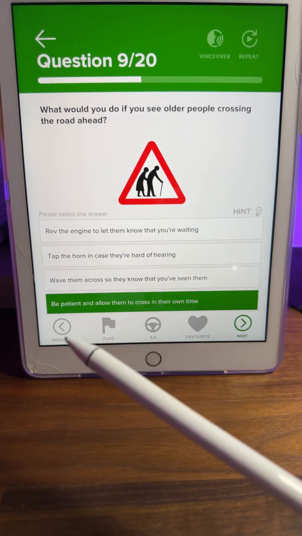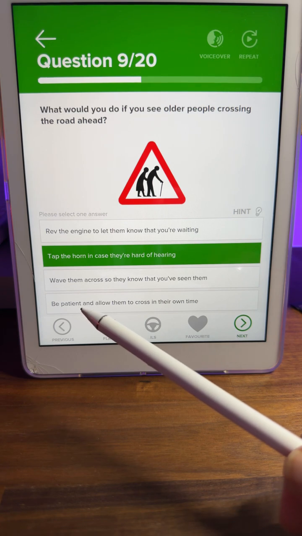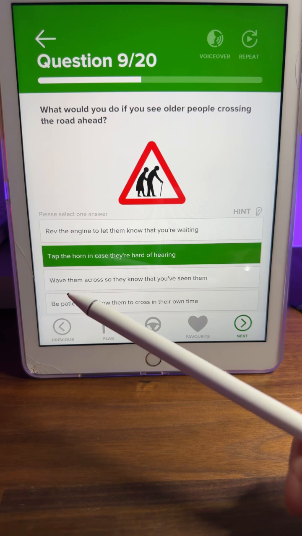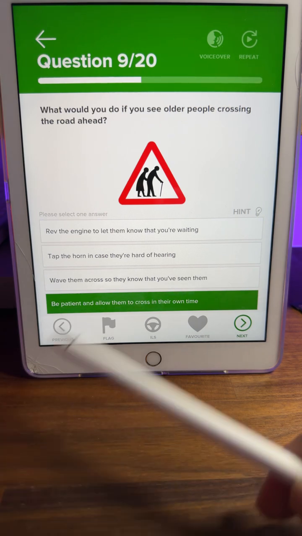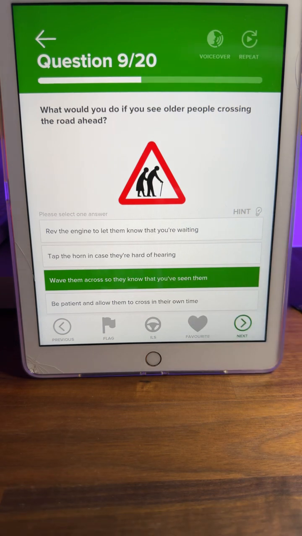So, rev the engine, let them know. No, don't do that. You're going to scare them. That's not good, okay? Tap the horn. Again, no. If you see older people crossing the road ahead, you can't keep going, yeah? You want to really be patient and allow them to cross in their own time. So you're going to have to slow down earlier, yeah? You don't wave them across so they know you've seen them because they might miss a vehicle on the other side of the road, yeah?